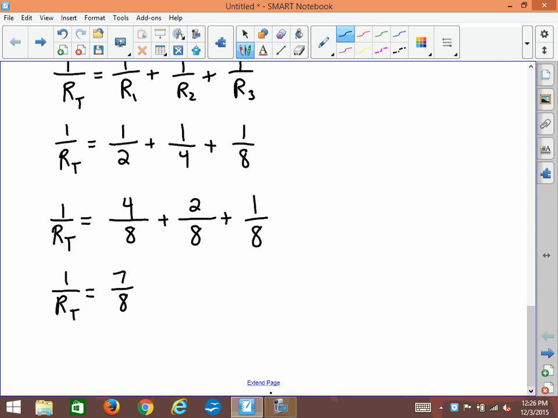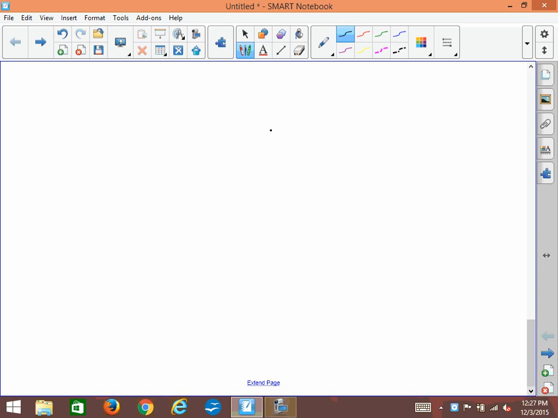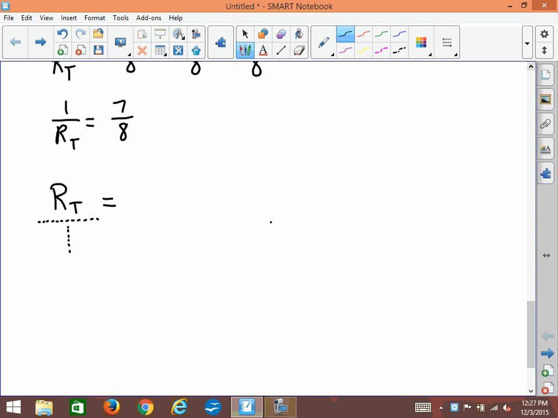But that's not the answer. That's 1 over RT. In order to figure out RT, I have to take the reciprocal of both sides of this equation. I have to flip both sides upside down. RT flipped upside down, the 1 goes on the bottom. But remember how if we have a 1 on the bottom, we don't show it because dividing by 1 doesn't do anything. So you flip it upside down, you get the value of RT, then it would be 8 over 7. And if you take 8 and you divide it by 7, you get an answer of about 1.14-ish.